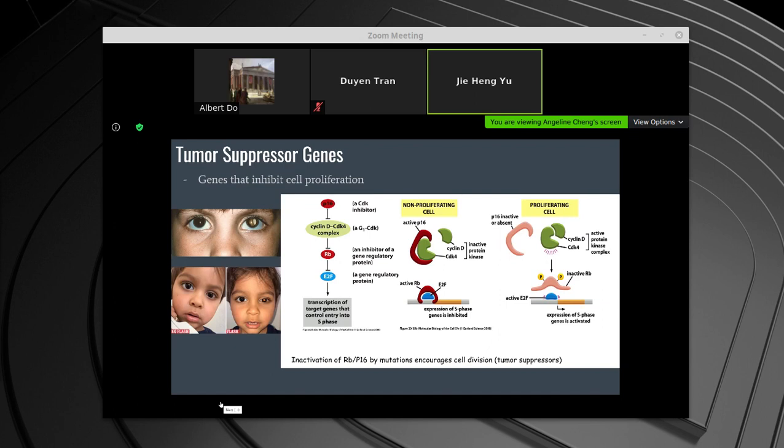So what this pathway shows is that if there is an active P16 and RB gene, then it inhibits the expression of S phase genes. And the S phase genes are primarily where DNA is replicated in the cell cycle. So if there are mutations in the P16 or RB genes, or if they're inactivated, then there can be no regulation of proliferation in that particular cell.